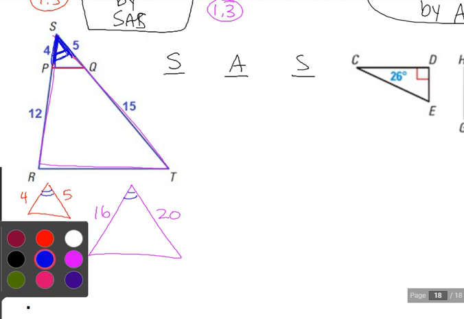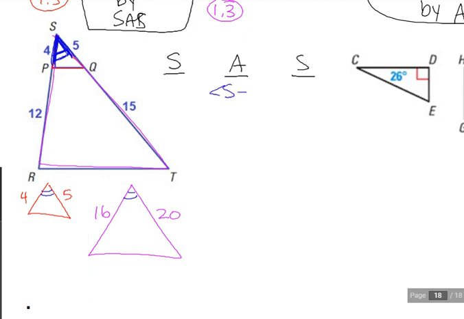Okay, now they're overlapping, they're shared in both triangles. That's actually the reflexive property. Okay, so now let's talk about side lengths.